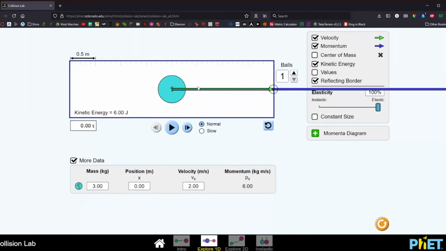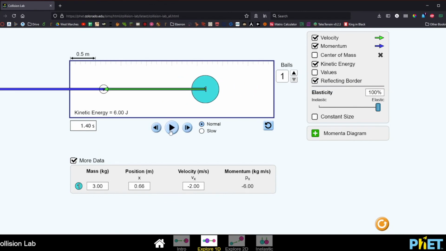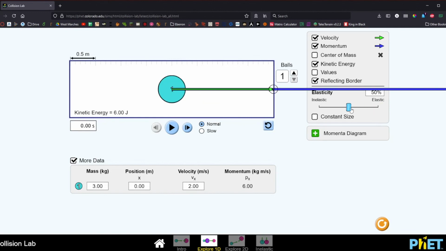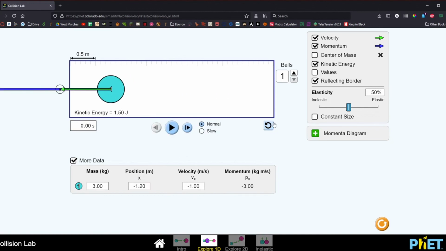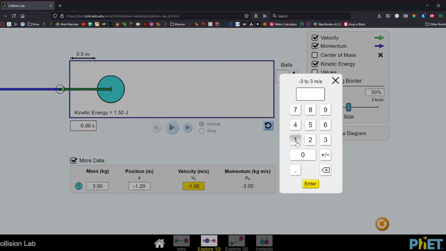And then I can look at the situation. Okay, its initial velocity is 2. Its initial momentum is 6. I can run the simulation, and it bounces off, and the values have just changed to the negative values. And we look over here, the elasticity is 100. That's what we would expect. And if we turn this down to, say, 50, we can see that now it's going slower. Its momentum has decreased. But if we put in, let's make this a positive 1.